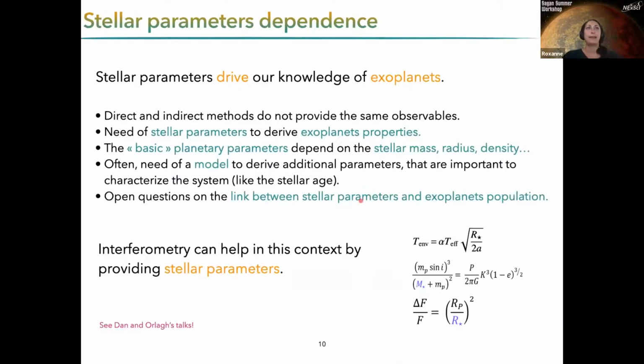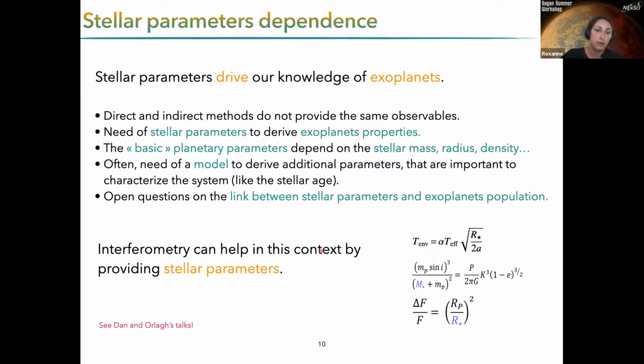I know that this has been said previously today by Ola and yesterday by Dan, but as we say, pedagogy is repetition. So I will say it once again because it's really important. Stellar parameters drive our knowledge of exoplanets. There are direct and indirect methods that do not provide the same observables according to what they can measure directly. But in any case, we need the stellar parameters to derive the exoplanetary properties. Every parameter is important, but the basic parameters that you need are the mass, radius, and density.